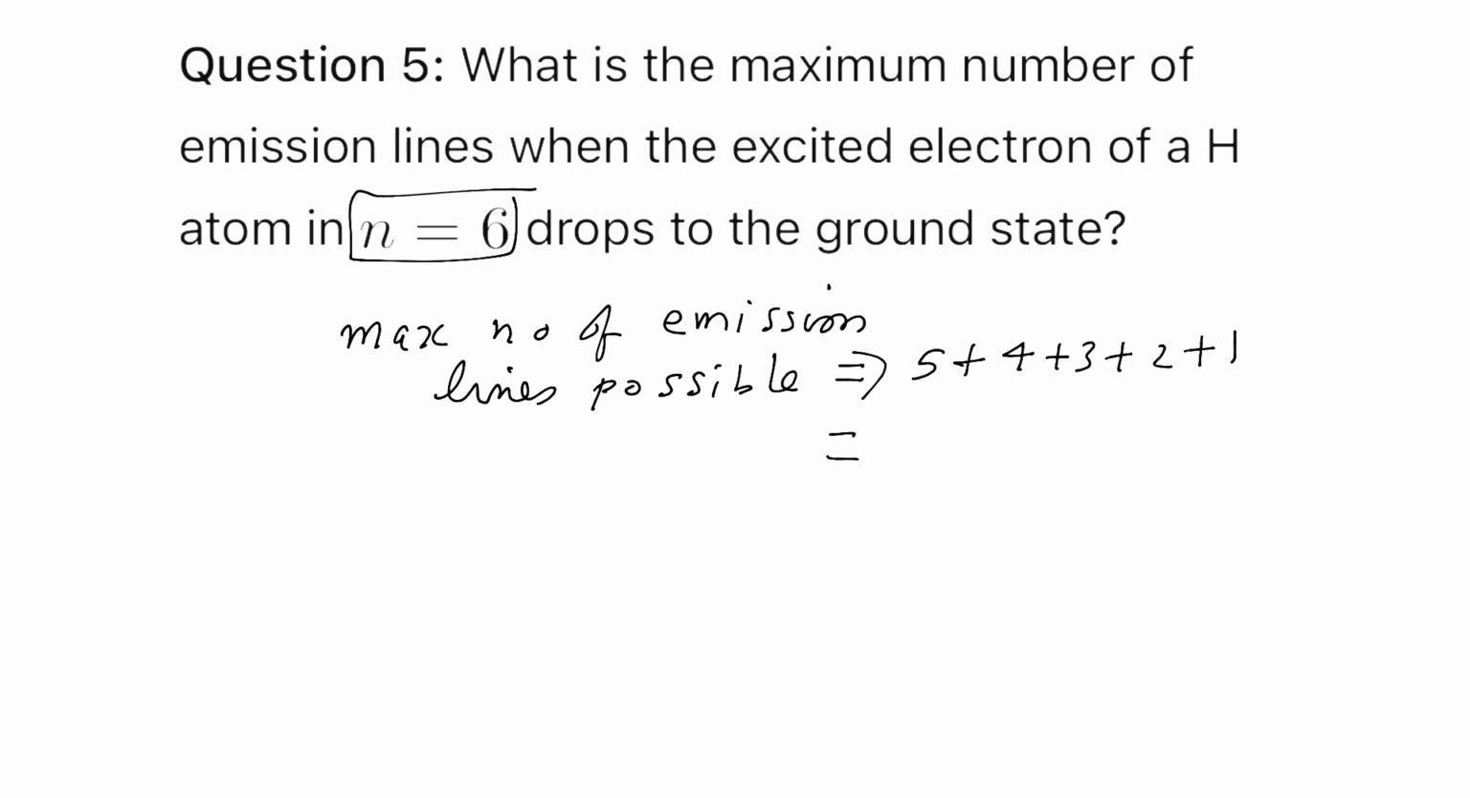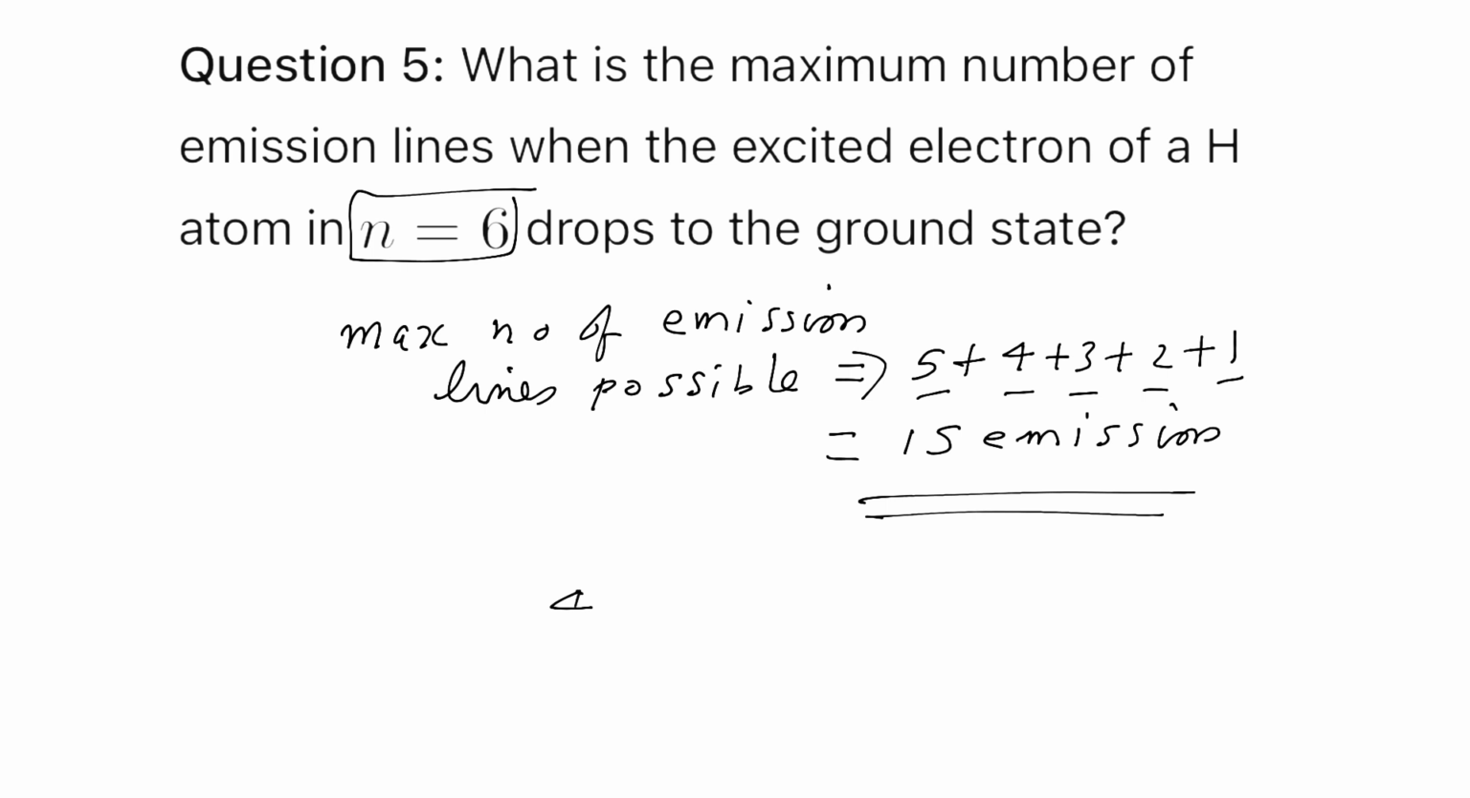So what is that? 1 plus 2, 3. 3 plus 3, 6. 6 plus 4, 10. 10 plus 5, 15. 15 emissions are possible. Understand? Now, if the question was how many emissions are possible when the excited electron of a hydrogen atom is at n equal to 5, then what do you have to do?